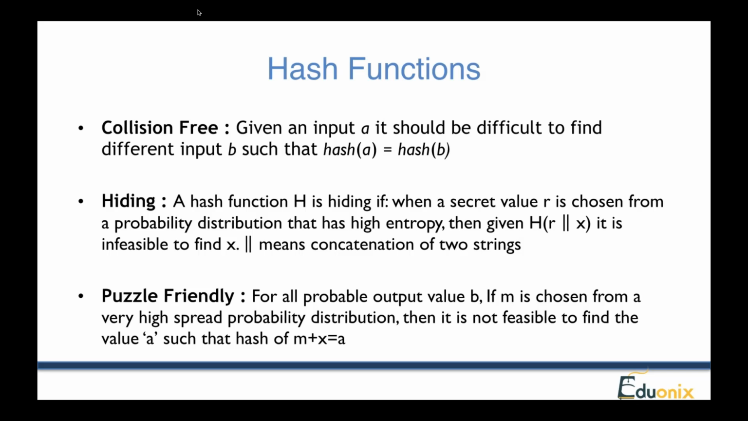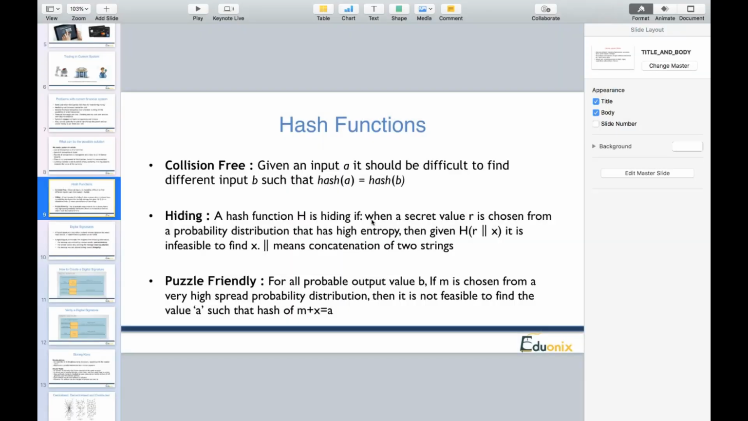Property of a hash function: a hash function H is hiding if, when a secret value r is chosen from a probability distribution that has high entropy, then given H of r concatenated with x, it is infeasible to find x. So let's see what the meaning of this is. What is the meaning of high entropy? I'll explain in a while.